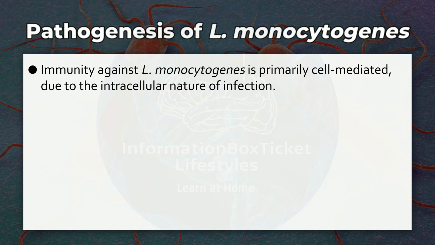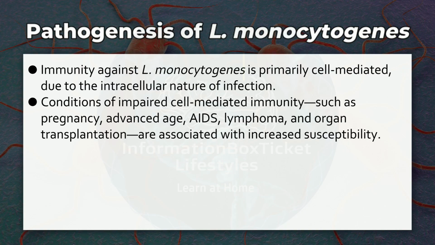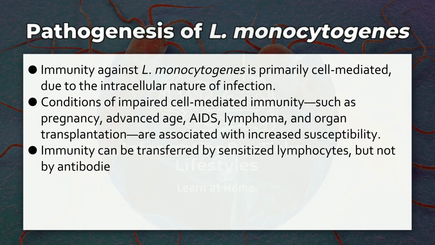Immunity against Listeria monocytogenes is primarily cell-mediated due to the intracellular nature of infection. Conditions of impaired cell-mediated immunity, such as pregnancy, advanced age, AIDS, lymphoma, and organ transplantation, are associated with increased susceptibility. Immunity can be transferred by sensitized lymphocytes, but not by antibodies.